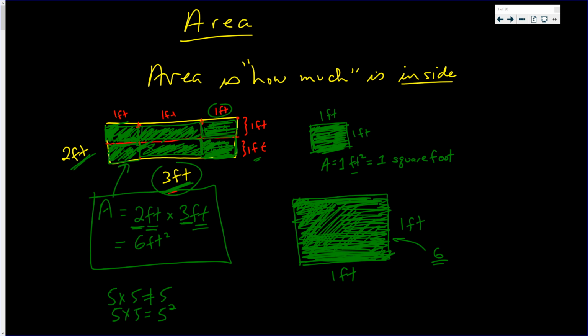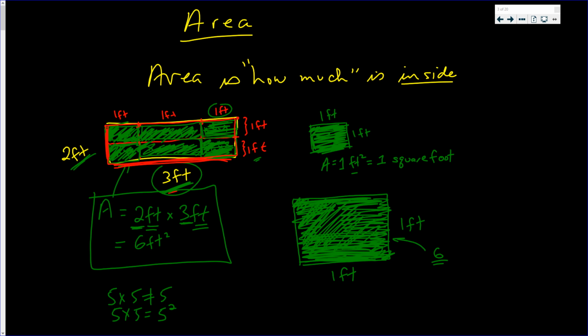Notice it had absolutely nothing to do with the perimeter. We never added the perimeter. We never talked about it. We just said it's 2 feet by 3 feet. That is area.